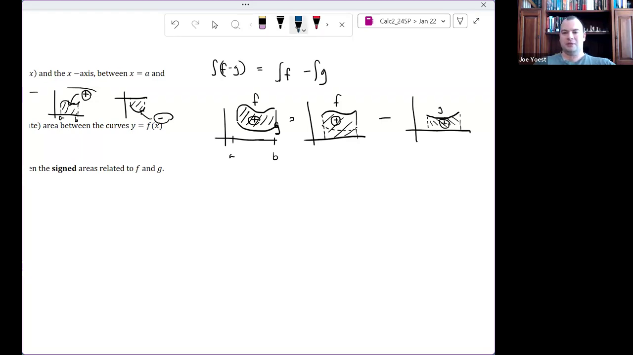If we were to look at a situation like this, just a slightly different situation, here's our x-axis. This area here, I just want the area. I don't want a signed area. So I want this to be positive. Does g being below 0 kind of mess this up? It might seem at first glance like it could mess it up.